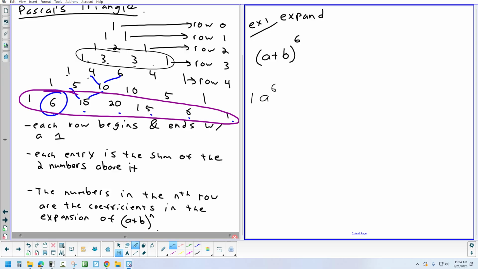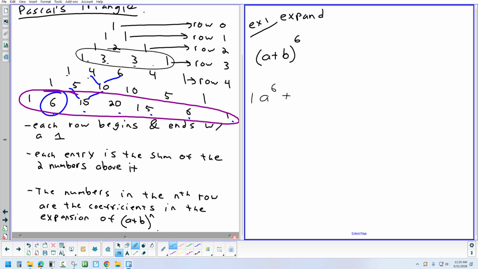Yeah? There is a power. Every letter has to have some number on it. Yeah, 0. So it's to the 0 power, but because it's to the 0 power, it's just going to multiply by 1, so we don't have to write it. Okay. That's your first term in the expansion.